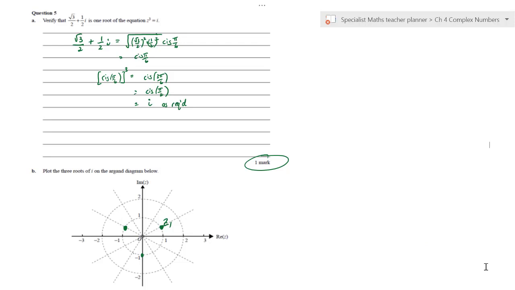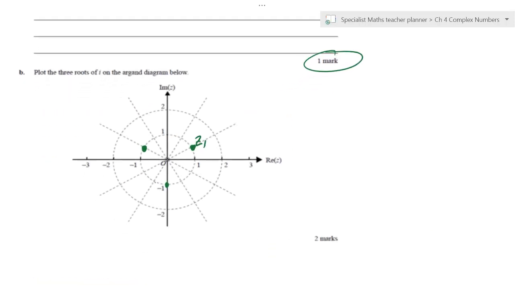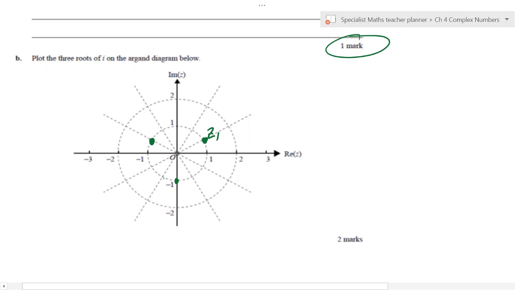So just to recap, I wasn't going crazy. The three roots of an equation, in this case Z cubed is equal to i, we could call them Z1, Z2, and Z3. The three roots which solve this equation are going to be equally spaced, okay? And they're going to be the same distance from the pole. So there's our three roots there. Another easy 2 marks, okay?